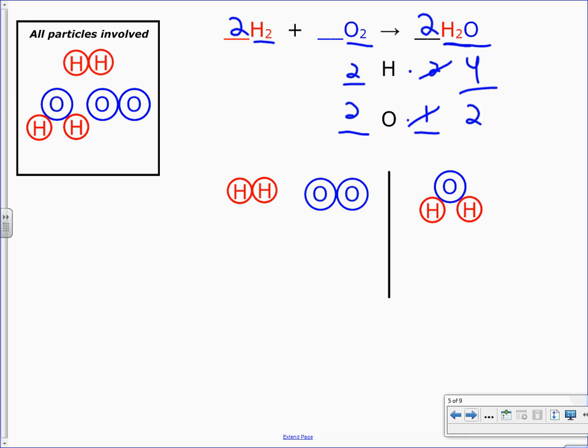So we add a 2, and anytime you put a number up top, you need to reflect that down below. So we're going to cross out the old number because there are no longer 2, and now we have 2 times 2, so there are a total of 4 hydrogens. So we check our math here, and we have 2 times 2, 4 hydrogens on the left, 2 times 2, 4 hydrogens on the right. Hydrogens are balanced. Oxygens, we have 2 on the left, 2 on the right. Oxygens are balanced.